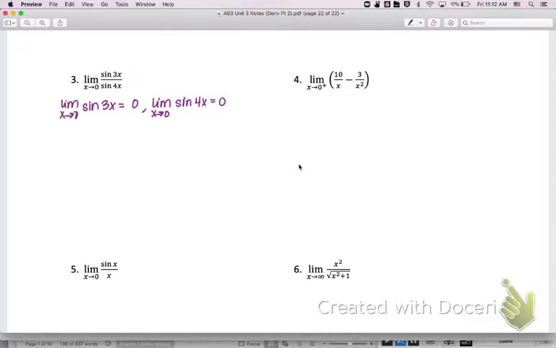The sine of 0 is 0, so both of these limits, even though they have a 3 and a 4, you're still doing sine of 0. Both of these limits come out to 0. Conditions met. So what is our conclusion?